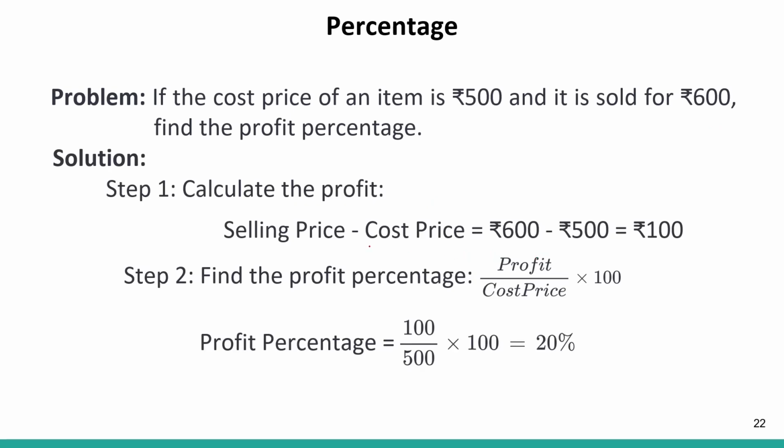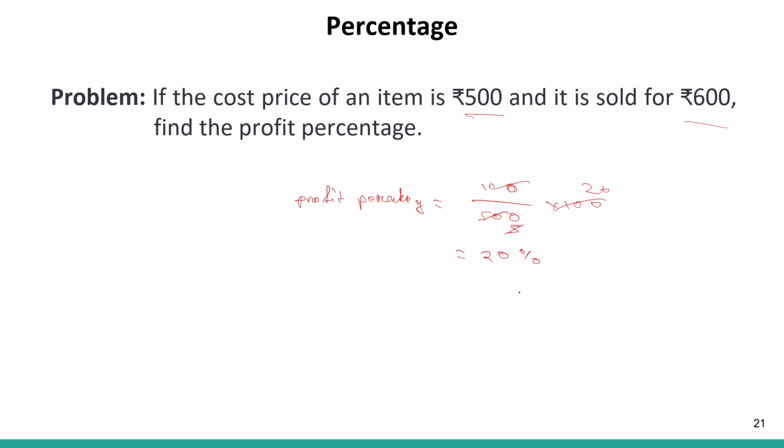So selling price minus cost price is equal to what? 100. So 100 is the profit. So to find the profit percentage, profit by cost price into 100. So profit percentage is equal to 100 by 500 into 100, that is equal to 20%. So 20% is the final answer. We also evaluated the same.